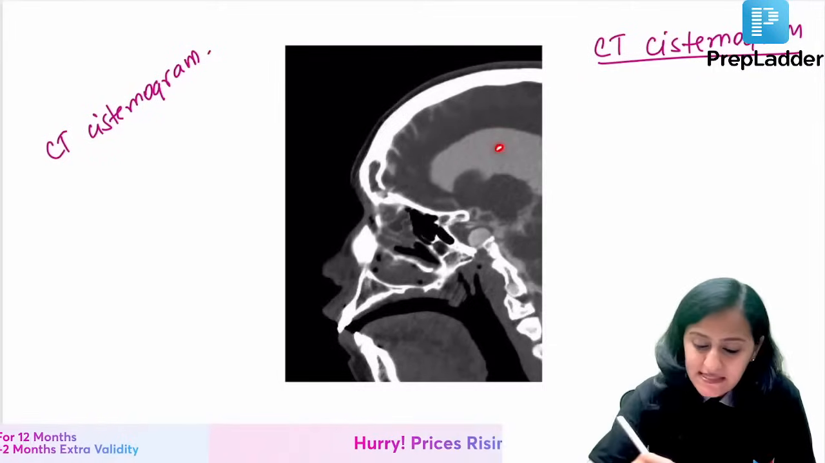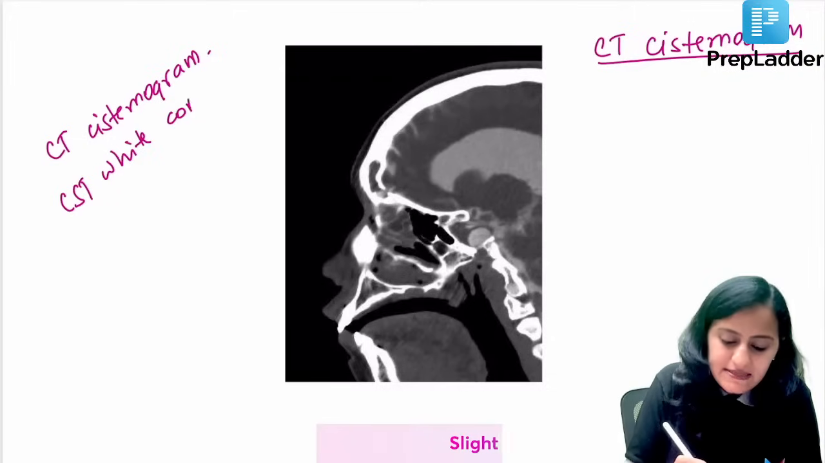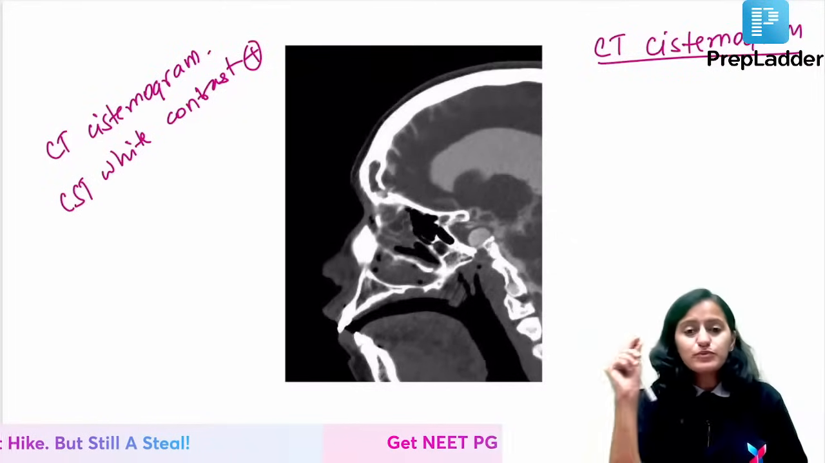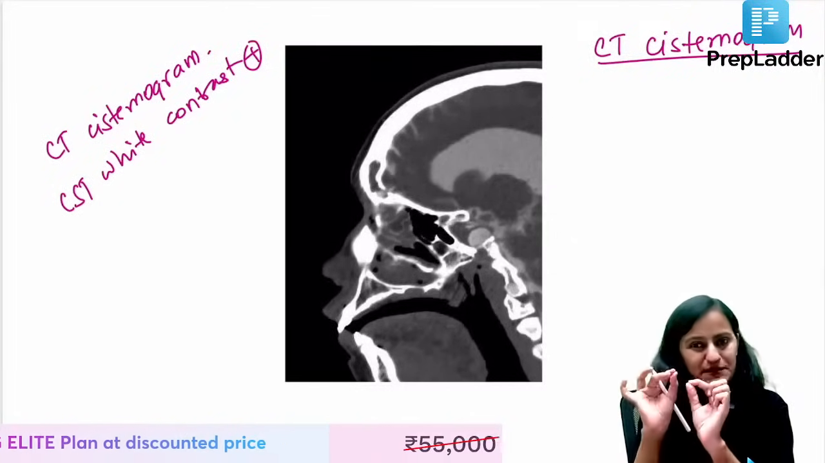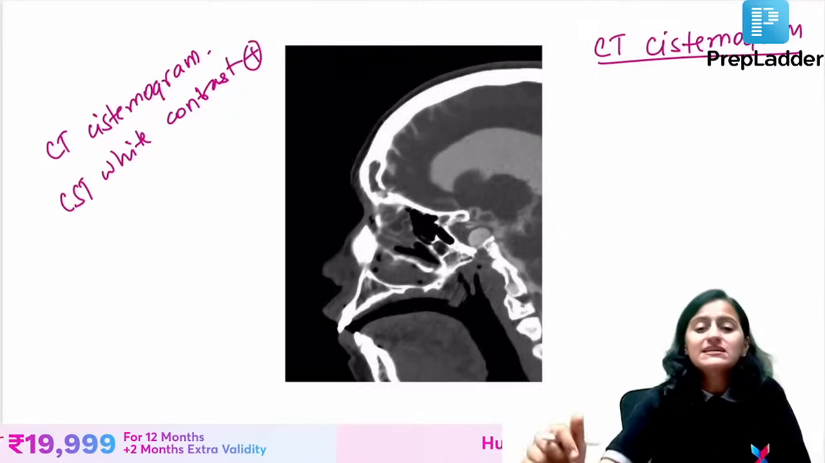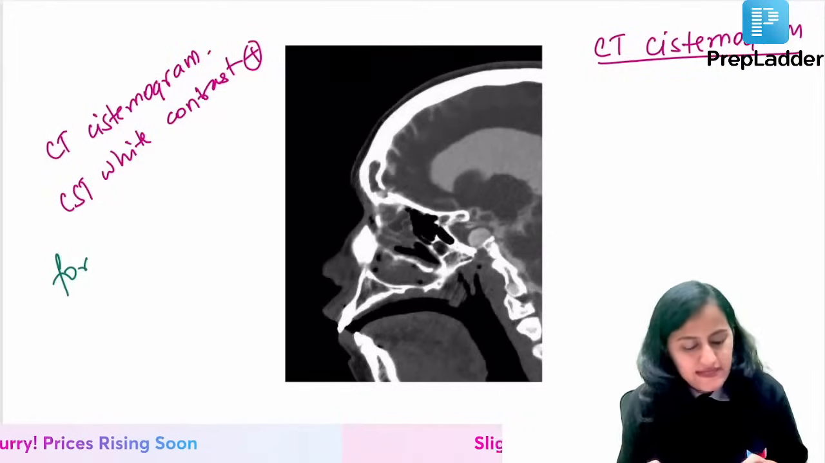Okay, how is the CSF here? The CSF is white, telling you that it is the contrast present in the CSF, right? So what we do is lumbar puncture and put contrast in the subarachnoid space, that is CSF. We give head low position and the contrast goes into the CSF. What is it done for?